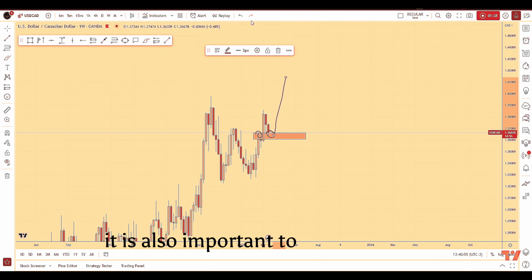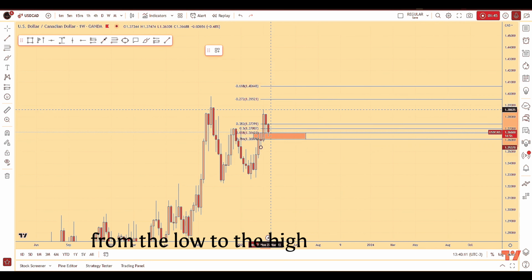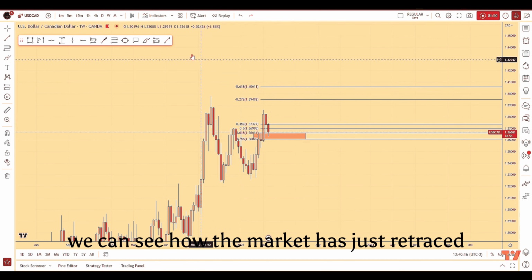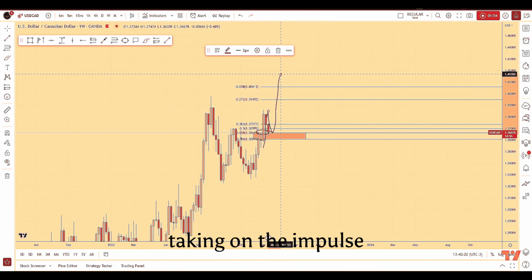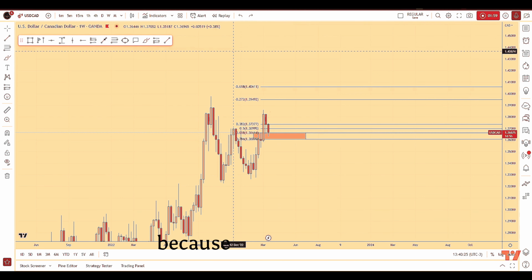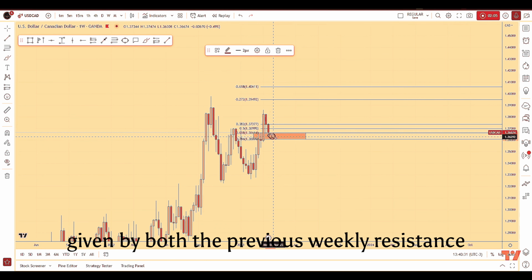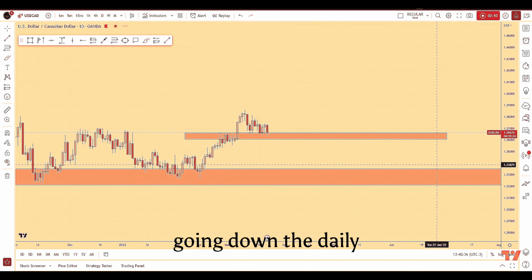It is also important to point out that since we have an impulse, if we want to measure the correction, we have to take our Fibonacci from the low to the high of the impulse. And if we do that, we can see how the market has just retraced exactly to the 0.618 of the Fibonacci taken on the impulse, from which a potential rejection to the upside becomes even more possible, because this means that essentially we have confluence of support at this area given by both the previous weekly resistance turn support with that 0.618.